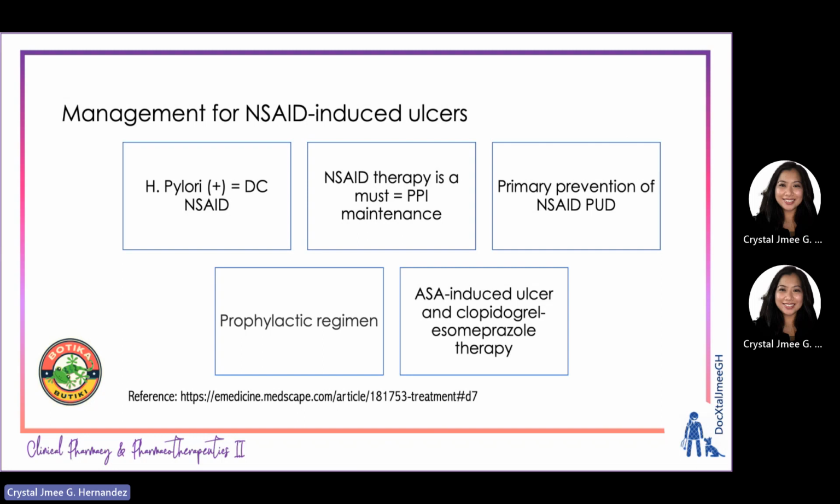Now, there's also a study wherein they combined esomeprazole and clopidogrel, and this has reduced the recurrence of peptic ulcer in patients with atherosclerosis who are in need of clopidogrel and also have a history of peptic ulcer. So this combination does not influence the action of clopidogrel on platelet aggregation.